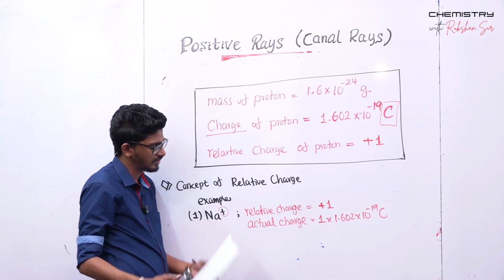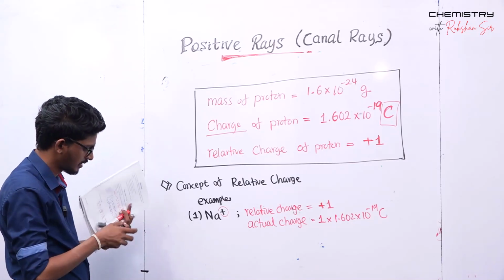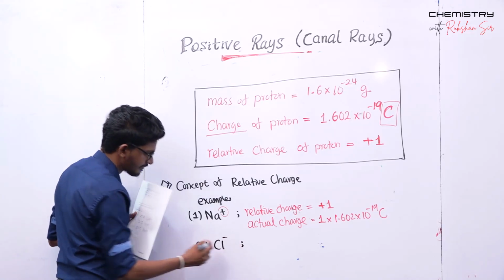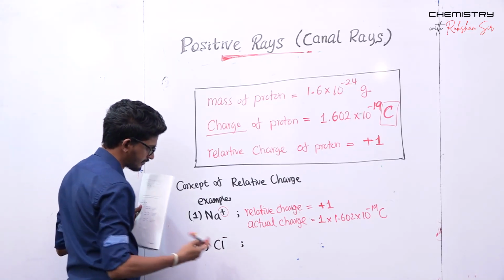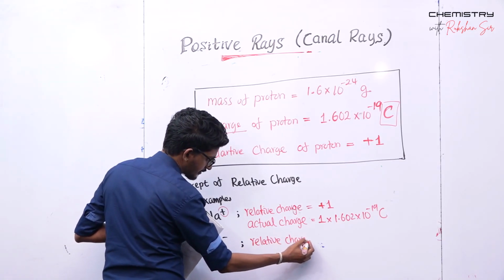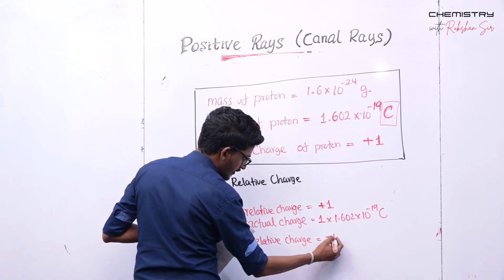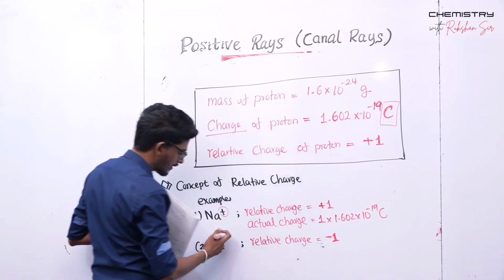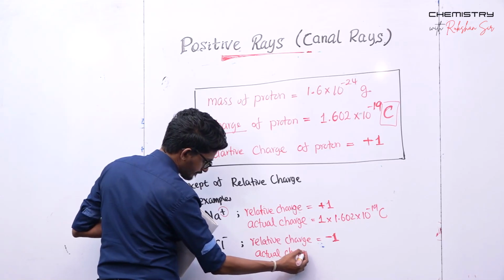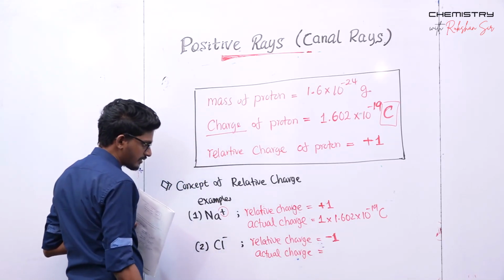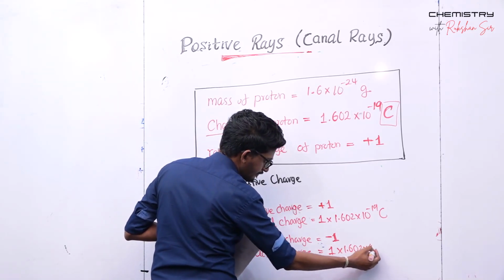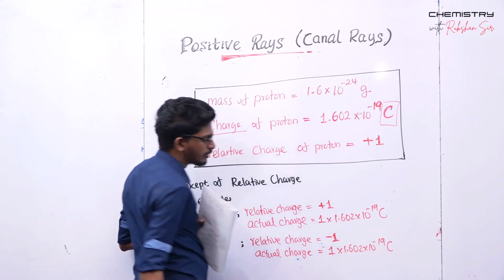Let's come up with another example. See this Cl minus. The relative charge is minus 1. This is what it indicates with the chemical symbol. But the actual charge is actually 1 into the smallest charge unit.